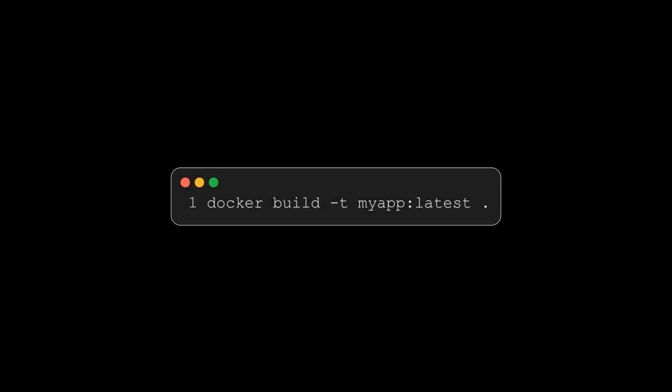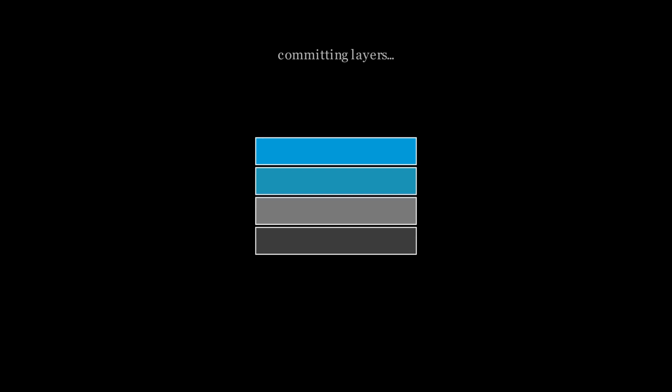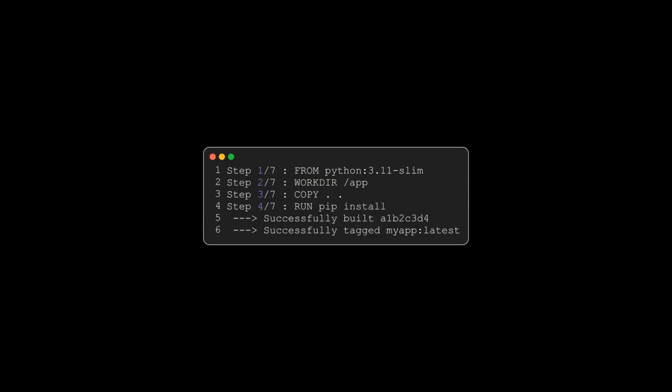With that Dockerfile written, building the image is one command. docker build, a tag for the image name and a dot for the build context, the current folder. Docker reads the Dockerfile top to bottom and executes each instruction inside a temporary container, committing the result as a new layer. You'll see each step print in your terminal, layer by layer, until the final image is tagged and ready.